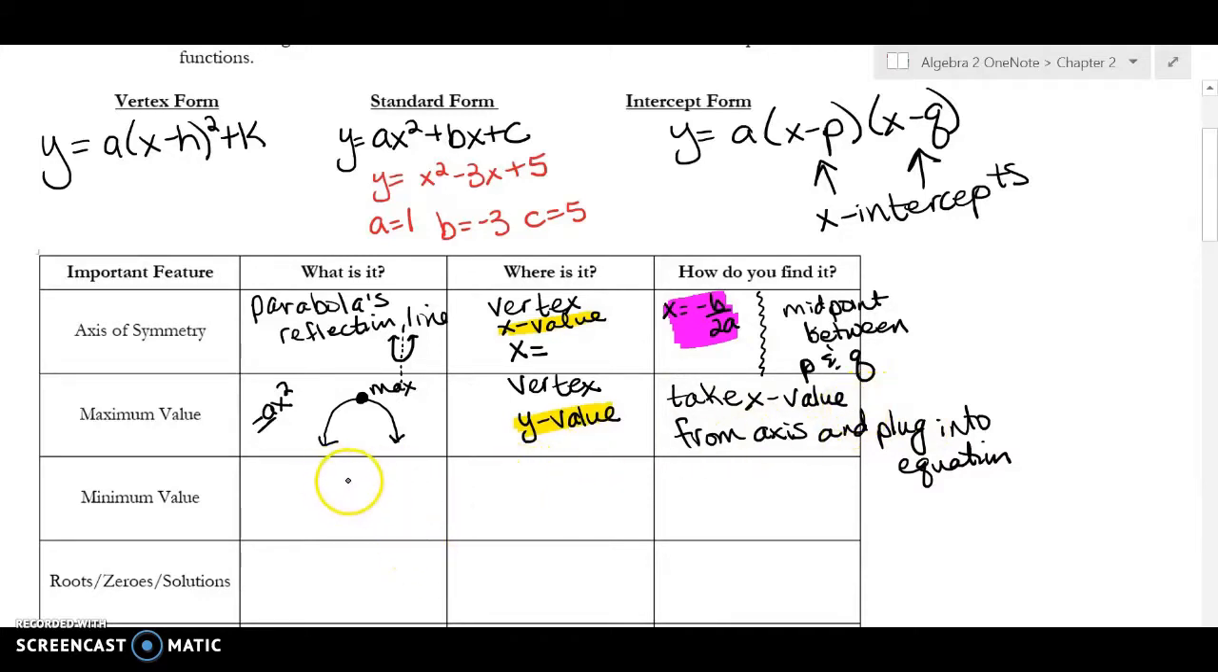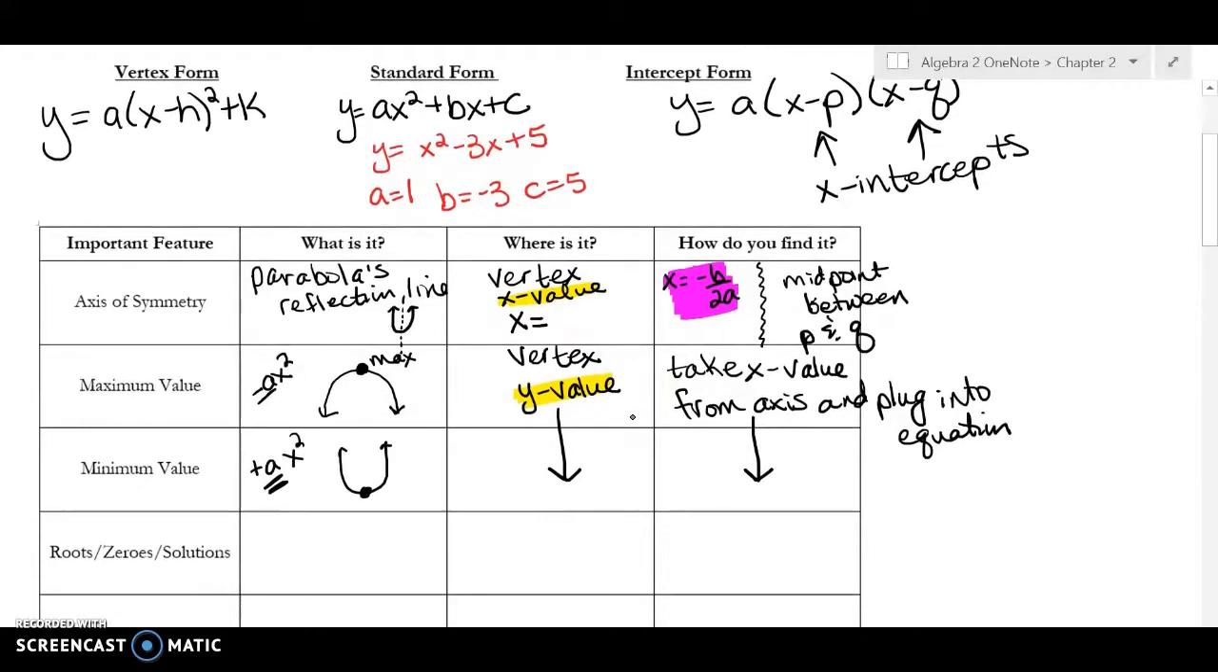The minimum value, the time you're going to have a minimum is when the curve goes up. So that's a positive a value. And it has a minimum, but it's the same thing. It's the y value from the vertex. And if you don't know it, then you take your x and you plug it in. So max and min, it's one or the other, and you have to remember that it's the y value.